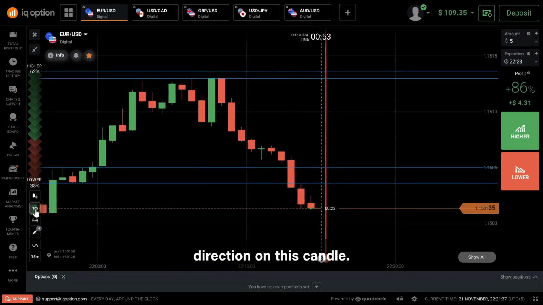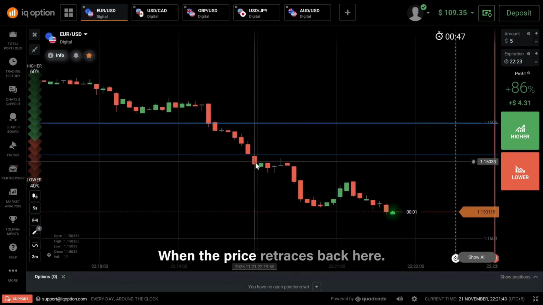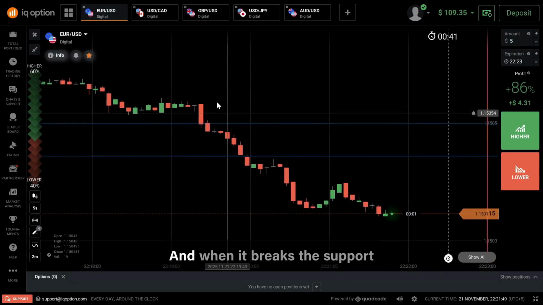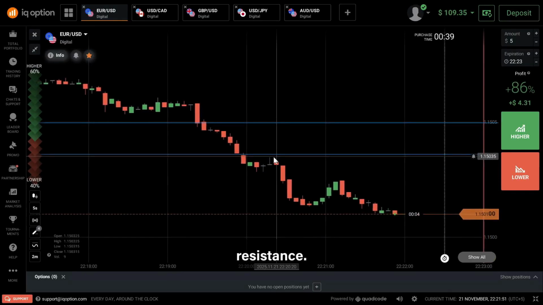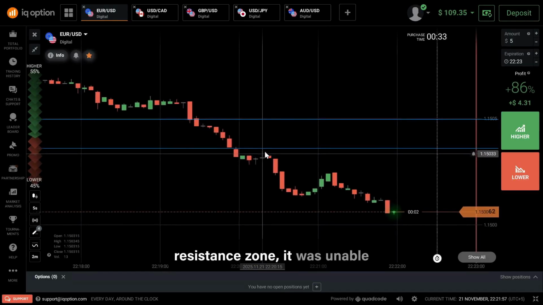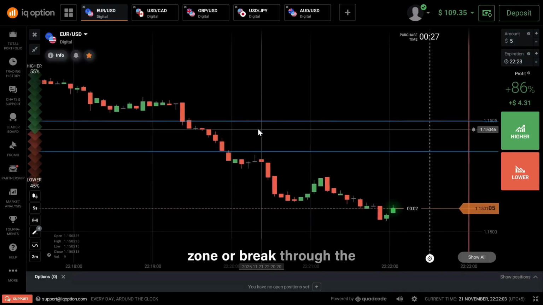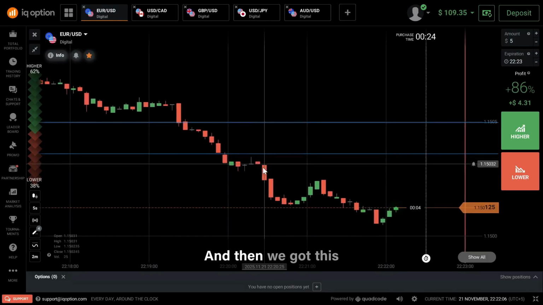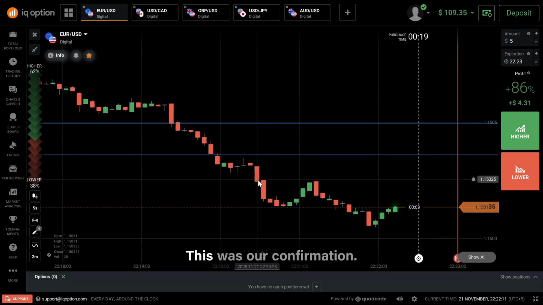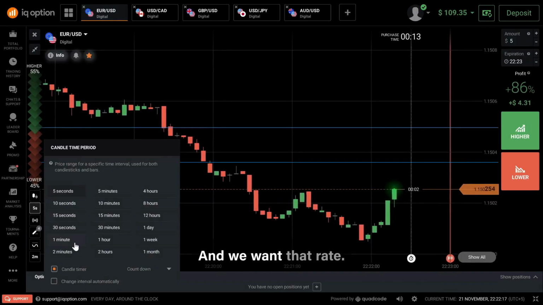On this candle, if I show you on the 5 seconds chart, when the price retraces back here and breaks the support zone, then it becomes the resistance. When it goes near the resistance zone, it was unable to break through the resistance zone. And then we got this confirmation candle which closed below these candles. This was our confirmation. We placed our trade in the downward direction then, and we won the trade.